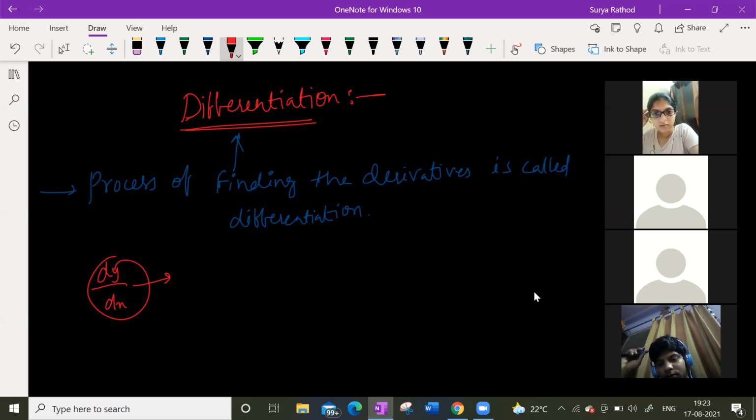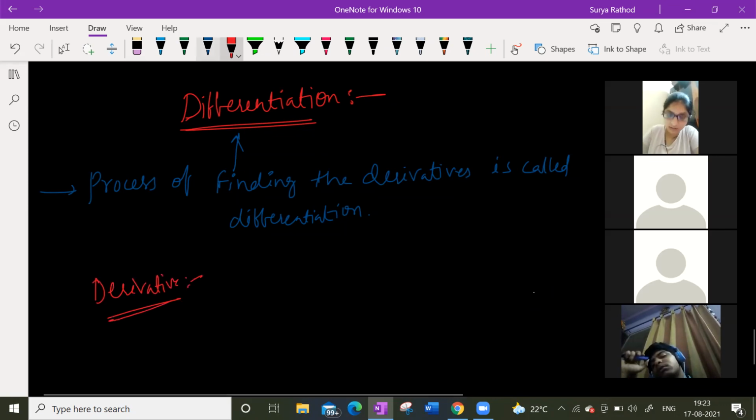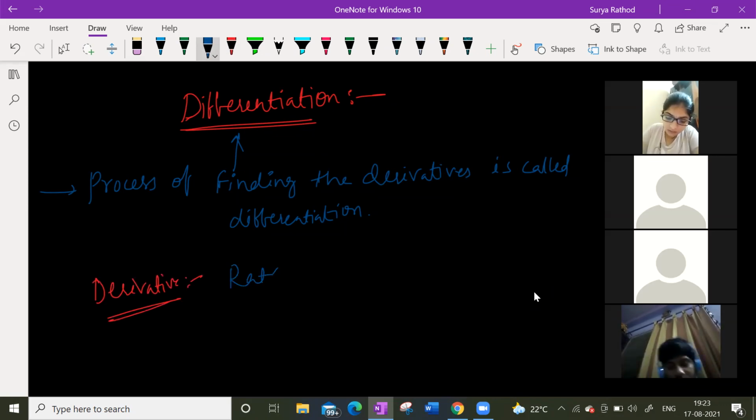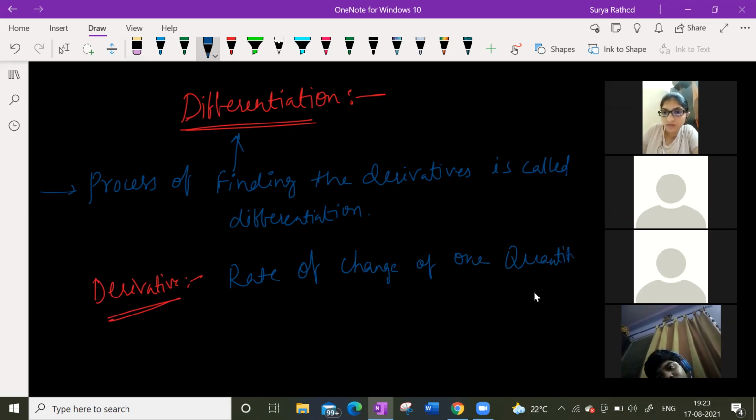Look at this here. Derivative. Simple definition, let me give you. A rate of change of one quantity with respect to another quantity. Rate of change of one quantity with respect to another quantity is called a derivative.